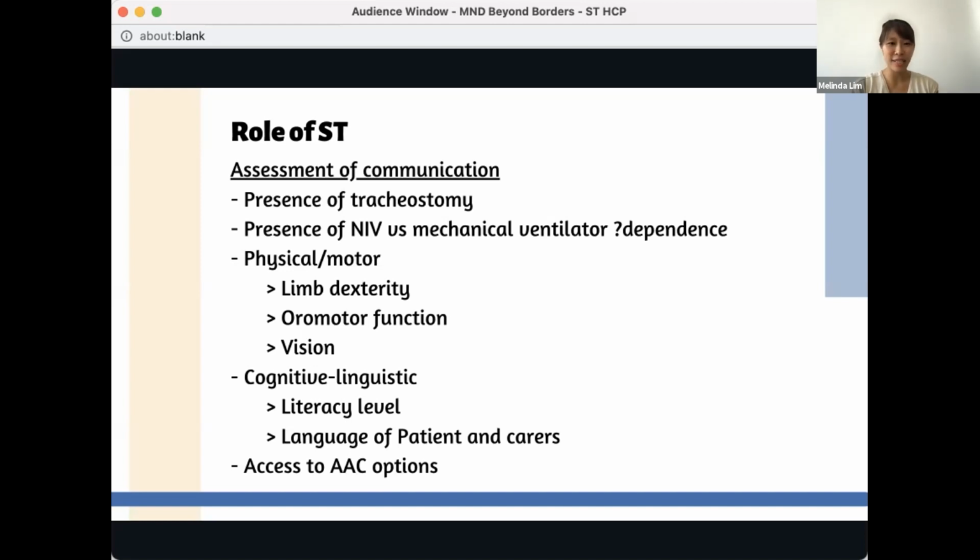And last but not least, the access, which was mentioned a little bit earlier in terms of the physical and motor. Another thing about access is also, of course, as Huixin mentioned just now, some of the options that we have available are quite pricey. Money is always an issue.